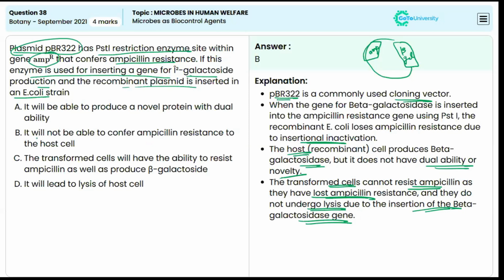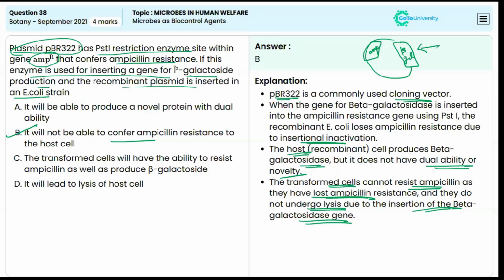So that means it will not be able to confer ampicillin resistance to the host cell. Why? Because it has the beta-galactosidase gene inserted, which produces the enzyme. By insertion of this beta-galactosidase gene, it loses its ampicillin resistance. That means it is because of insertional inactivation.